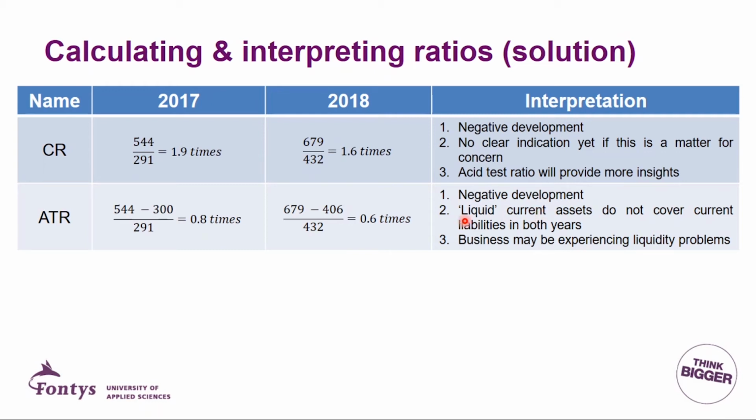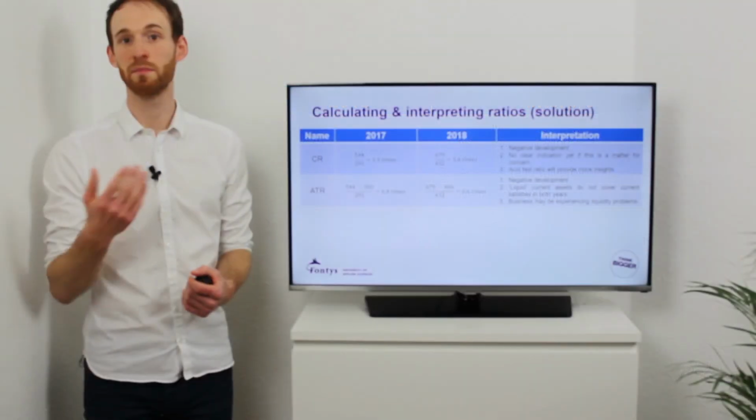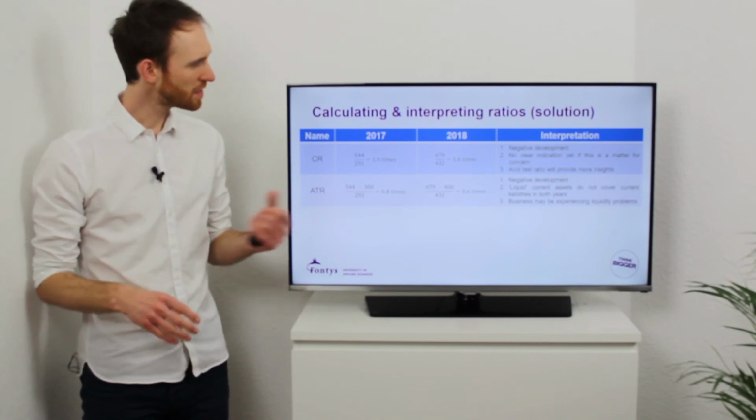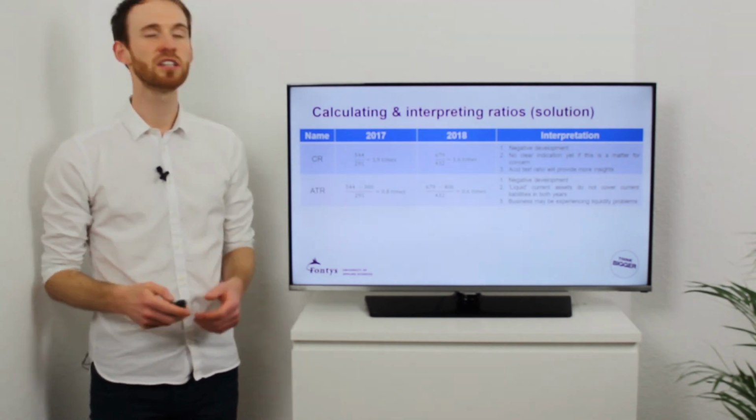So there might be an issue because the company does not cover all of its current liabilities with the liquid current assets. And so if there are more bills, there might be some that they couldn't pay or can't pay. So the business might experience liquidity problems, as I just said, if they can't pay all their bills when they're due. And that's basically the calculation of these ratios.